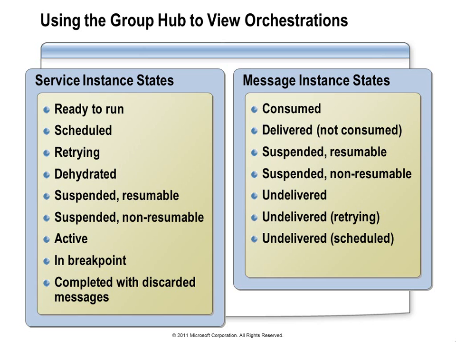In the right-hand column, you will see a set of states that apply specifically to messages. So your orchestration might be dealing with a number of messages, and the Group Hub will report the state of each of the messages that's being processed by your orchestration as well. So let's walk through these lists so that you can understand what the Group Hub means when it reports each of these states.